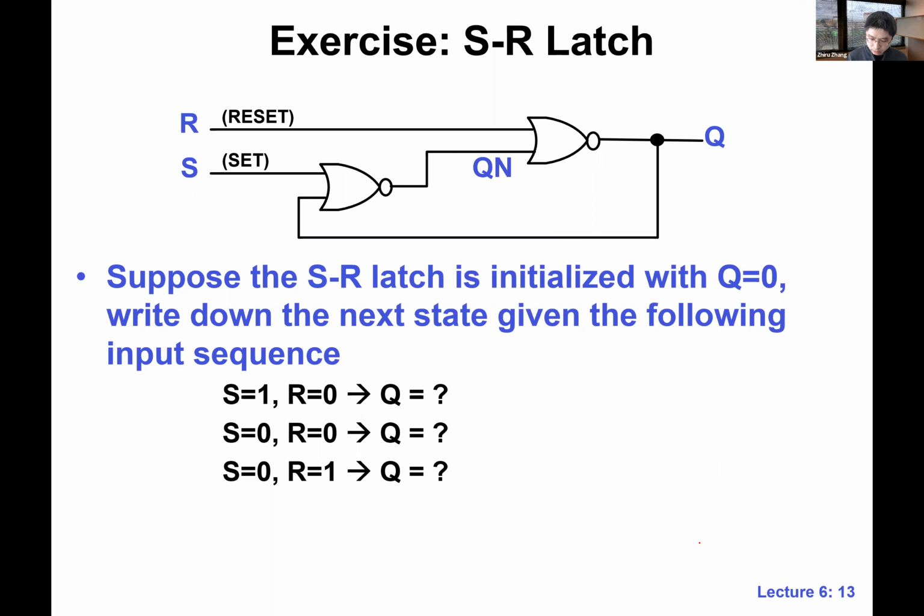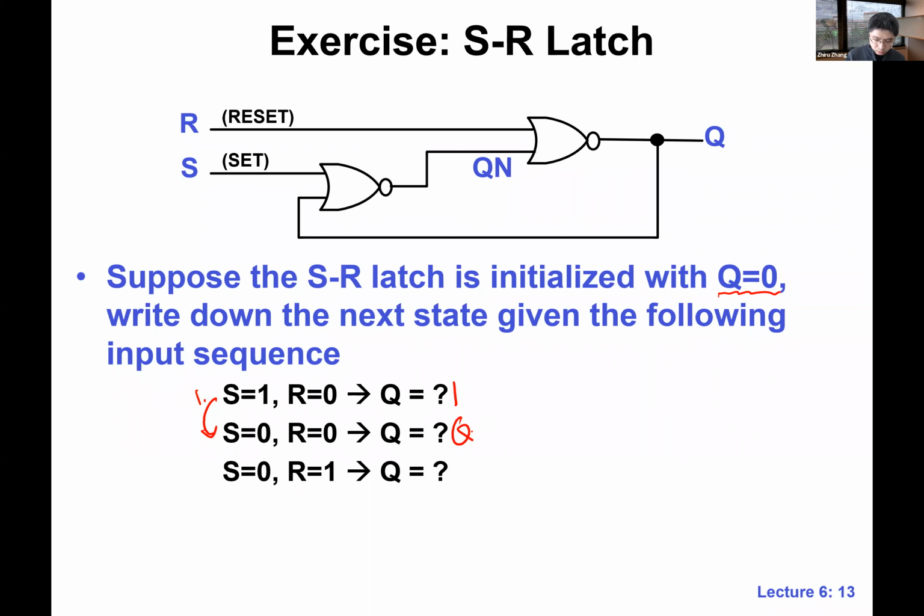Same thing as our latch. We initialize this latch with a 0, and I'm going to input a sequence of R and S to this latch. First I set S to be 1, R to be 0. What is Q after that? S means set, so we change Q to be 1. After that, I change S to be 0, and R remains 0. What is Q?